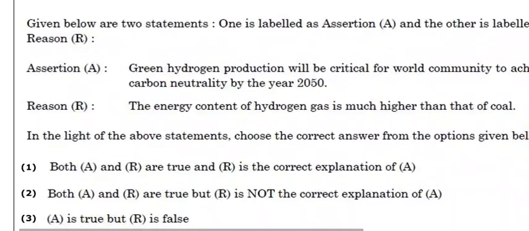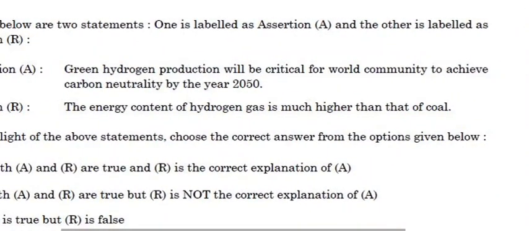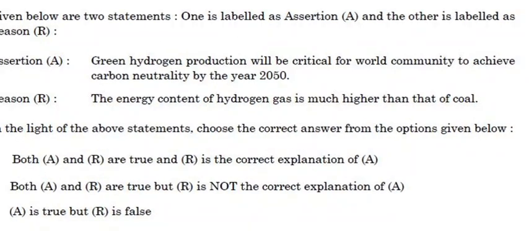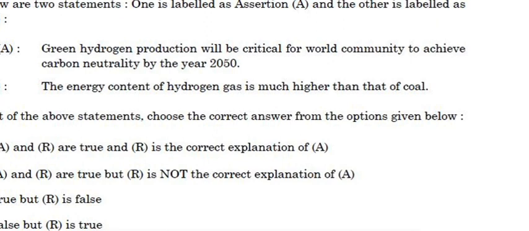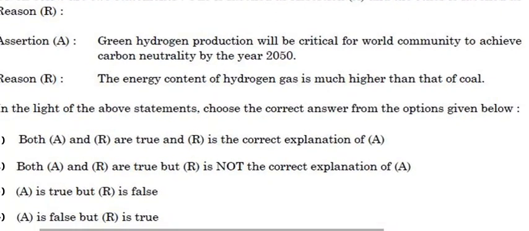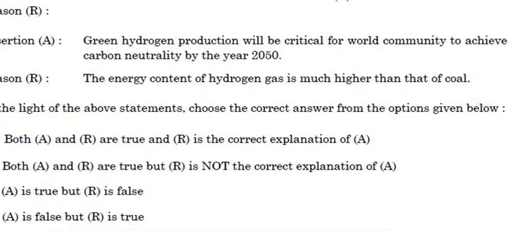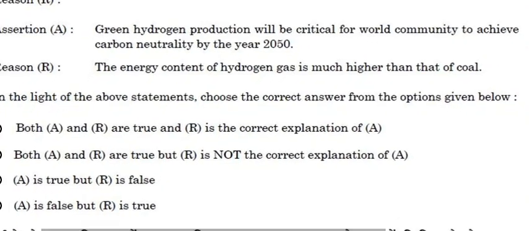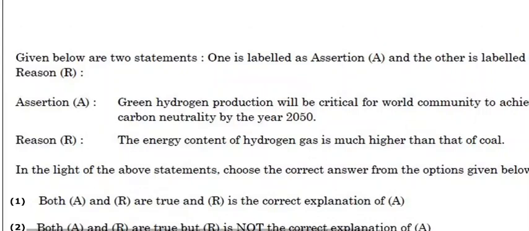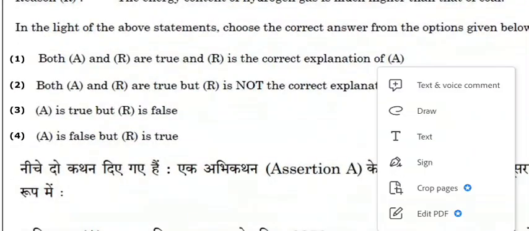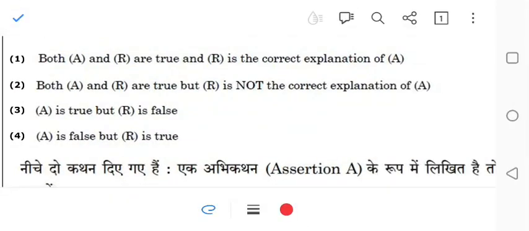Then next, given below are two statements. One is labeled as assertion and the other is labeled as reason. Assertion A says green hydrogen production will be critical for the world community to achieve carbon neutrality by the year 2050. Reason R says the energy content of hydrogen gas is much higher than that of coal. So these are the options, number 39. The correct answer will be number B. Both assertion and reason are true, but reason is not the correct explanation of assertion.